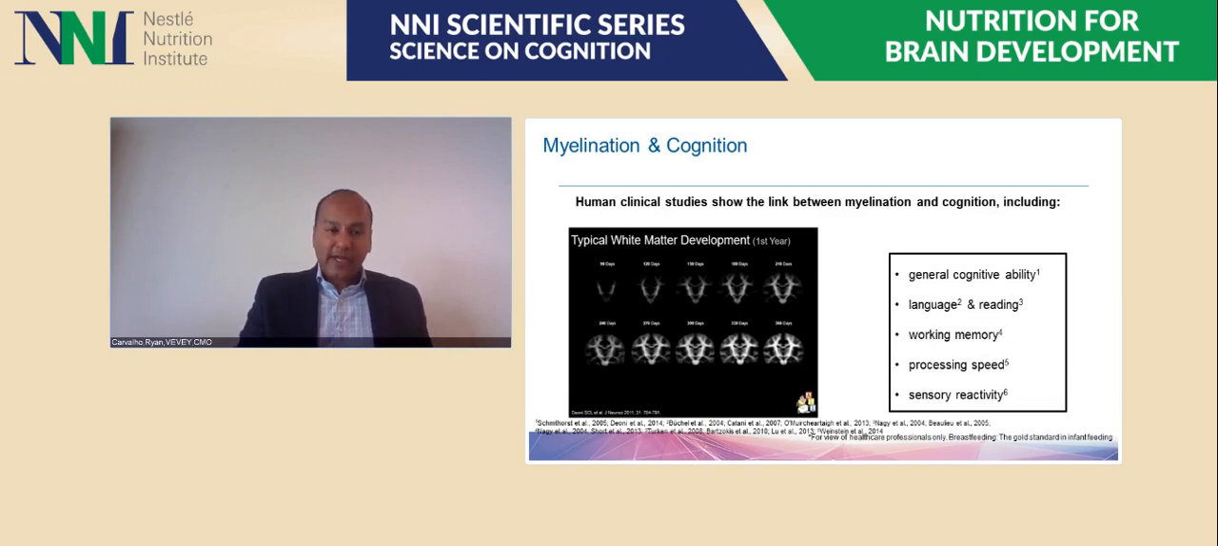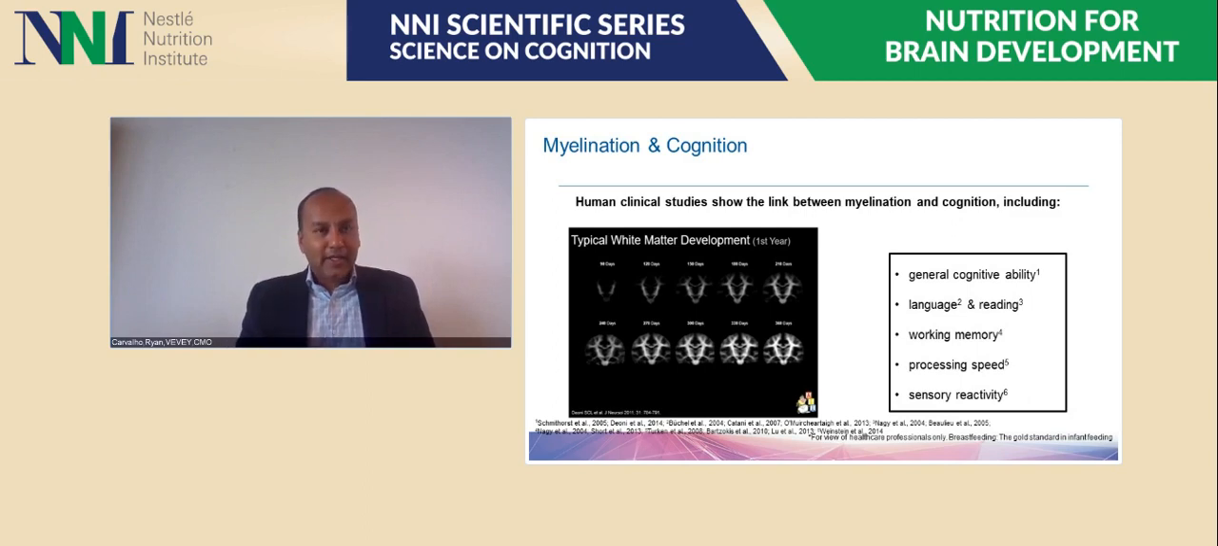So from this observational data, as well as multiple other human studies that have been done over the years, we now know that a link exists between myelination and cognition. And among the various factors that we consider when we think about cognition, these include general cognitive ability, language and reading, working memory, the speed of processing, and sensory reactivity.